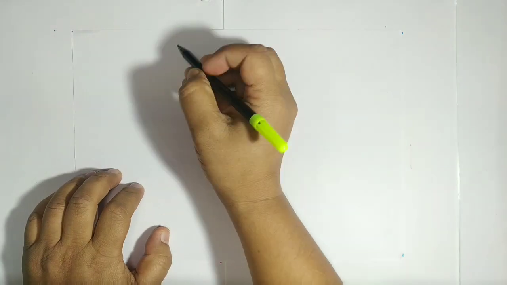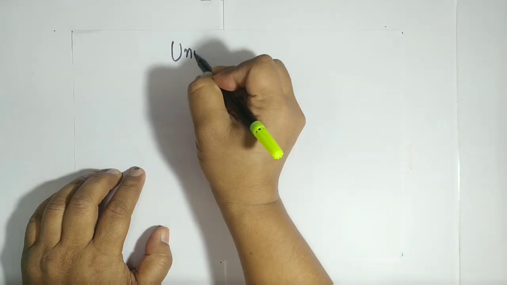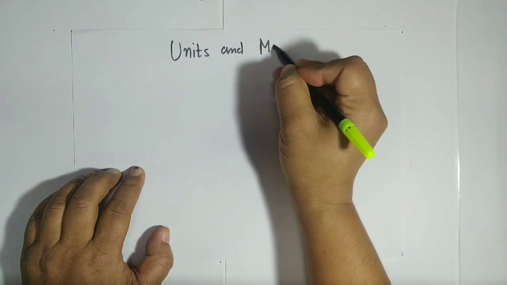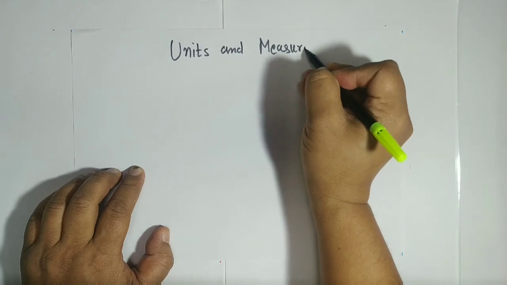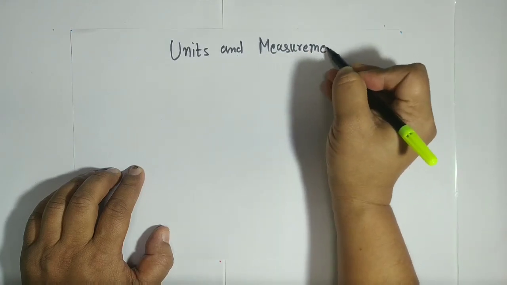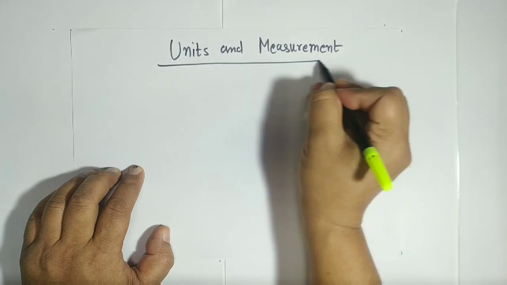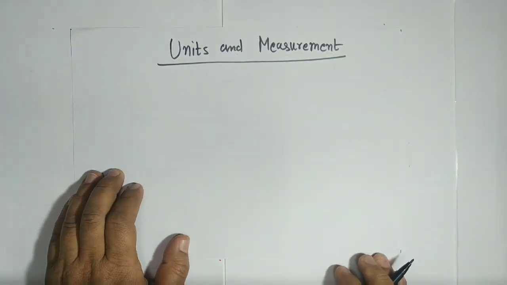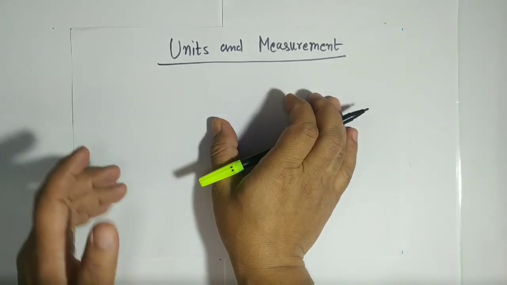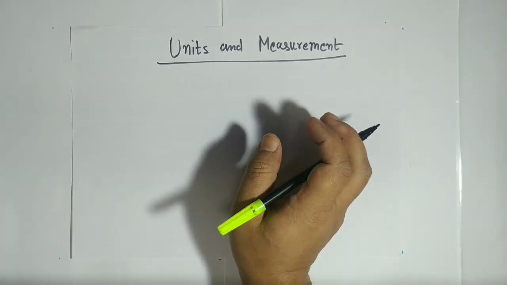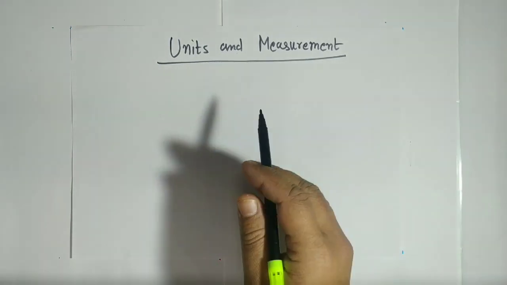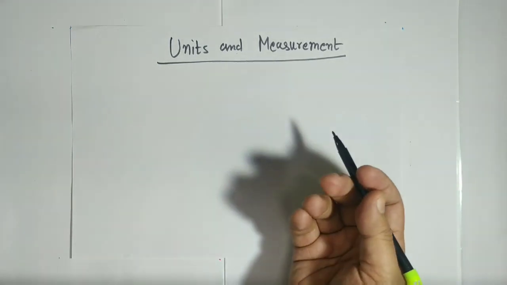First chapter, that is units and measurement. Okay, today we are starting our first chapter of 11th Physics, that is Units and Measurement. Now this chapter is basically related with the quantities, physical quantities, and then derived, their units, their way of measuring.